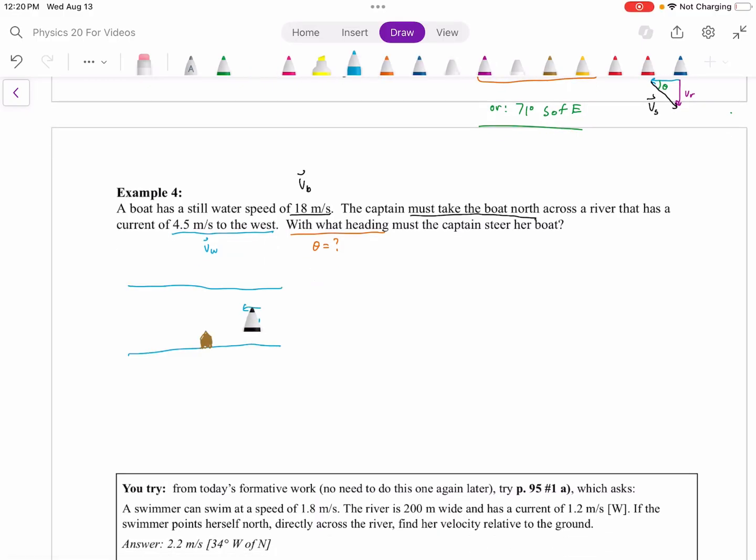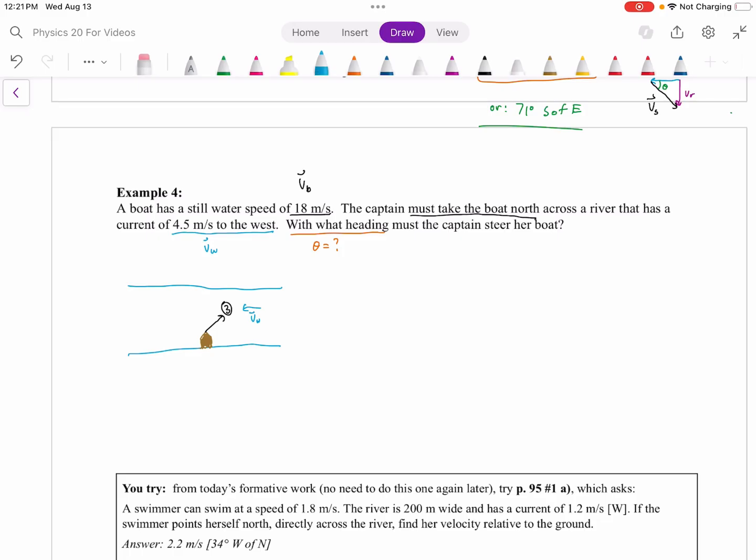Okay, so let's draw our diagram. So the water is flowing to the west. I'm going to make this multiple choice. Which way roughly should the captain aim in order to get straight across? Is it option 1, 2, or 3 that I've drawn there? Pause the video, take a second, think about it, and then once you've got your answer, justify why that's the direction that makes sense. Okay, ready? I'm going to reveal the answer. It is option 3.